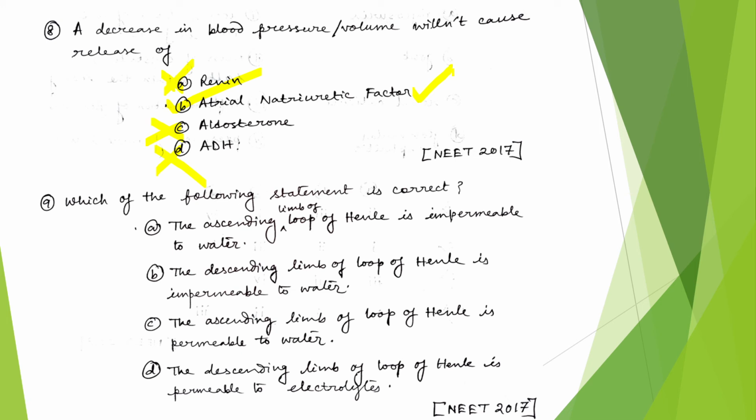Okay. So coming to the next question, which of the following statement is correct? See, the ascending limb of loop of Henle is impermeable to water. This is the correct answer. As we know that there are two limbs of our loop of Henle. The descending limb is permeable to water but impermeable to electrolytes, whereas the ascending limb is impermeable to water but permeable to electrolytes. So here it is written that the ascending limb is impermeable to water, which is correct. So the correct answer would be option A.